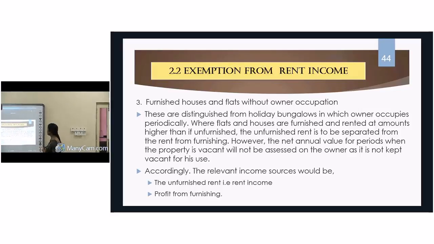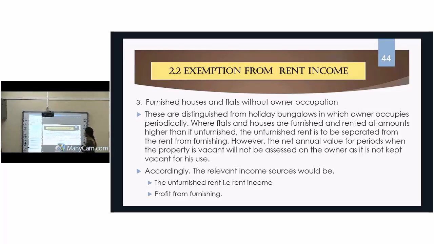Third one would be furnished houses and flats without owner occupation. They are distinguished from holiday bungalows in which the owner occupies periodically. Earlier we discussed the holiday bungalows. Now this is for the furnished houses and the flats, where flats and houses are furnished and rented out for amounts higher than if unfurnished.